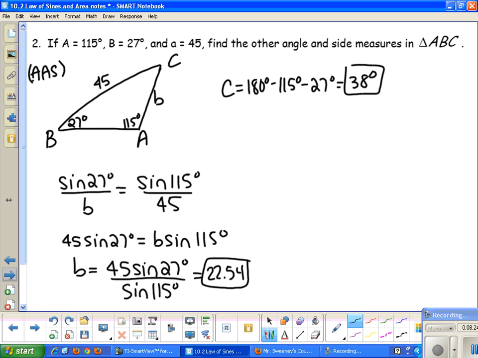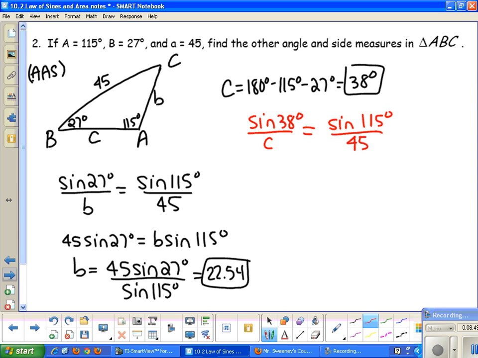And then I need to lastly find what length C is equal to. So I'm going to again use the law of sines for that one. The sine of 38 degrees over C is equal to the sine of 115 degrees over 45. And notice I used the given angle with the given length that I had from the beginning, in case I made a mistake, so I don't mess up.